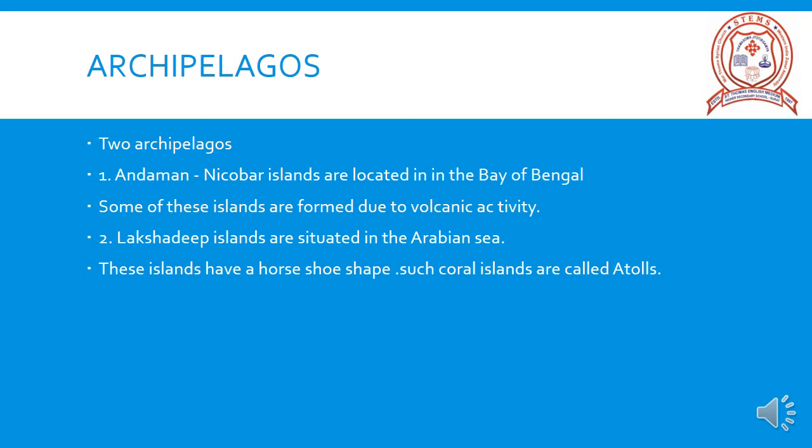Lakshadweep Islands are situated in the Arabian Sea. These islands have a horseshoe shape. Such coral islands are called atolls. So Andaman Nicobar Islands are formed due to volcanic activity. Lakshadweep Islands are formed due to coral deposition. These are the major differences between two archipelagos.